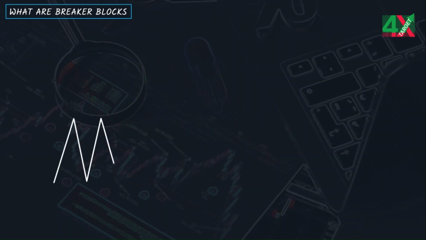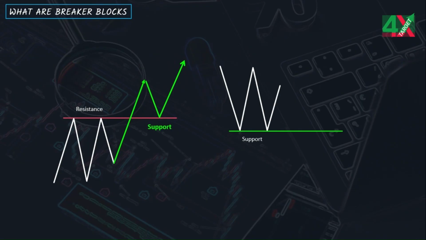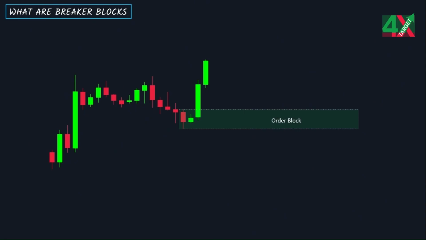We know whenever price breaks through a resistance level it becomes support. Similarly, whenever the price breaks through a support level it becomes a resistance level. The same logic applies to order blocks, but with greater significance because order blocks represent areas of institutional activity rather than simple retail support and resistance.